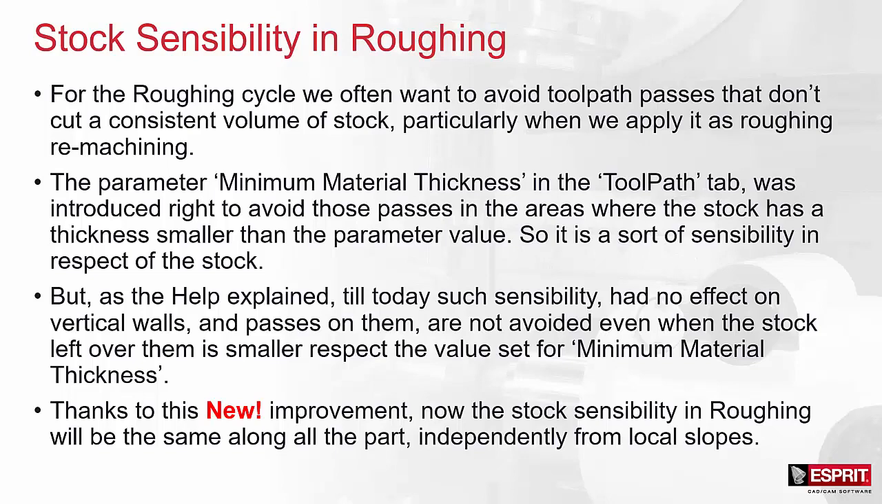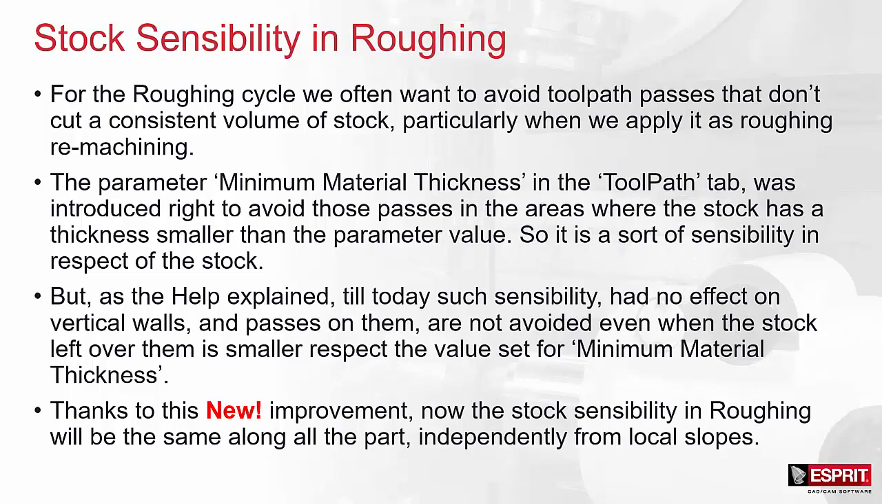For the roughing cycle, we often want to avoid toolpath passes that don't cut a consistent volume of stock, particularly when we apply it in roughing remachining. The parameter minimum material thickness in the toolpath stub was introduced to avoid those passes in the areas where the stock has a thickness smaller than the parameter value. So it is a sort of sensibility in respect of the stock.